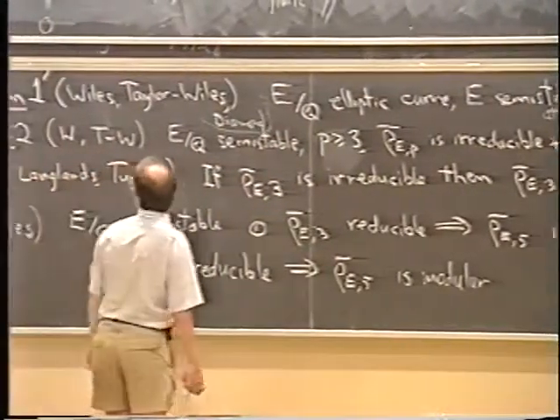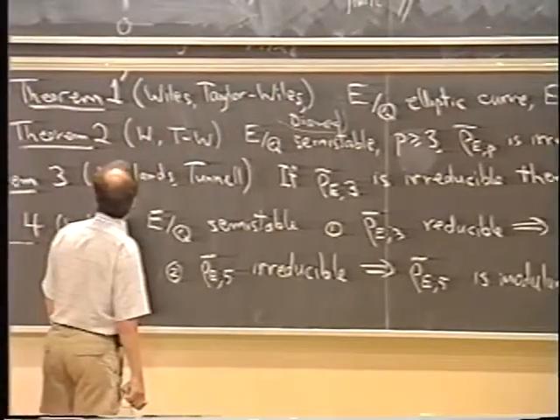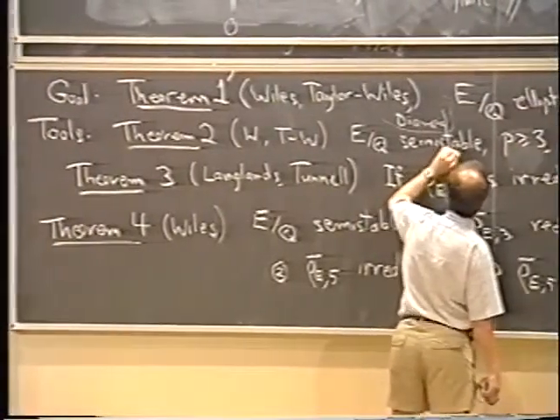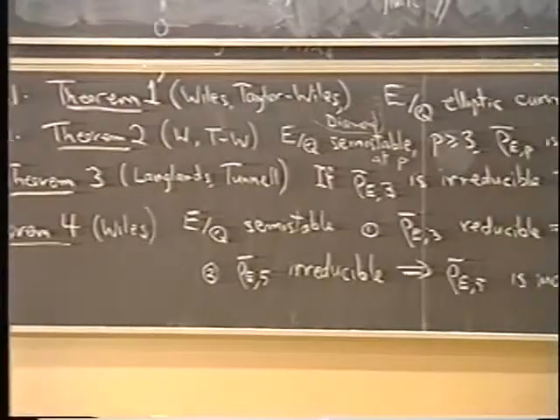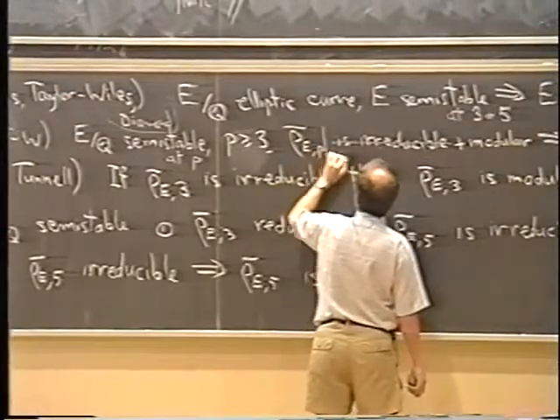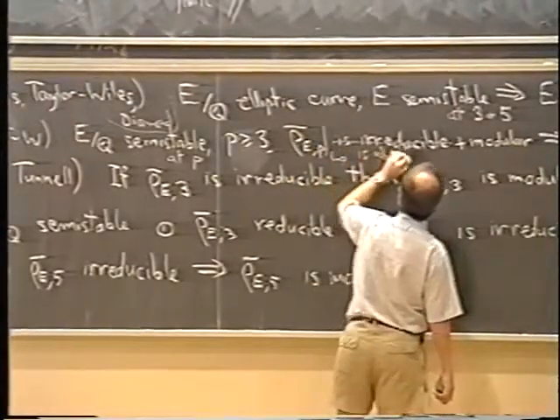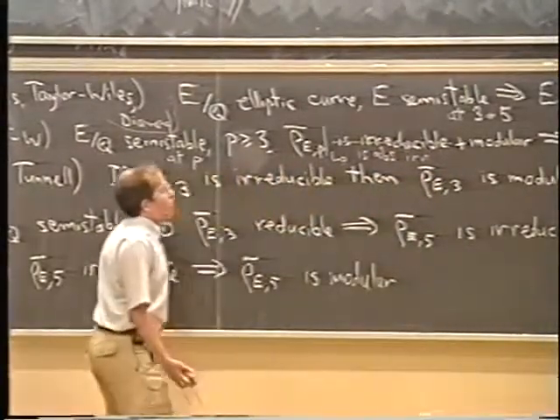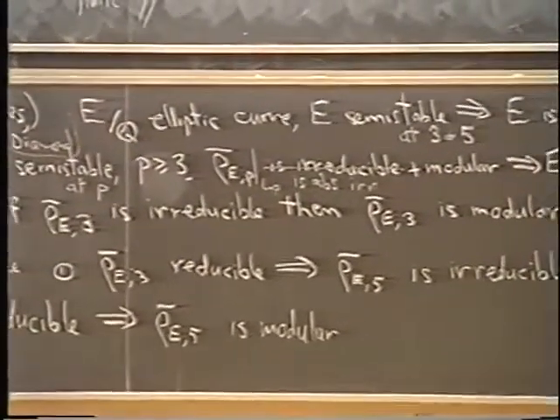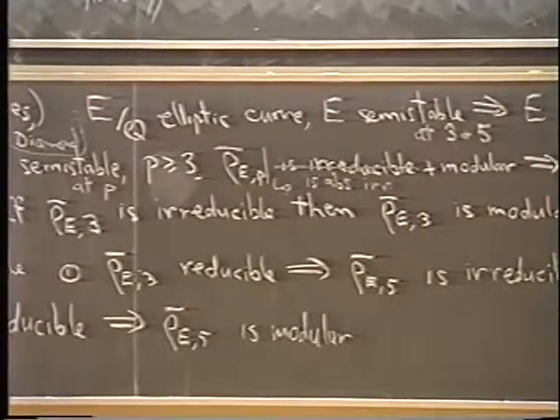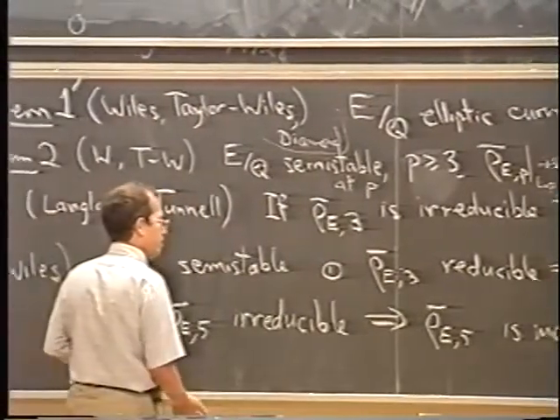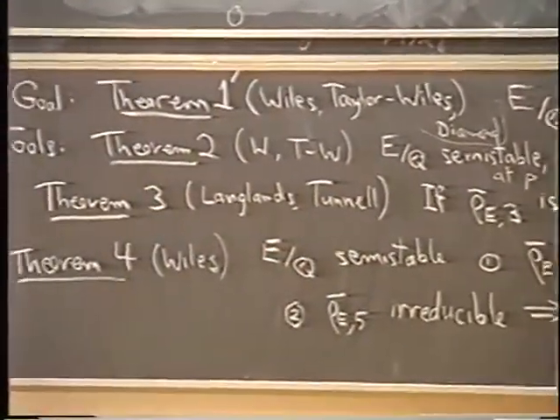And then the tool you need is basically the same theorem, except instead of assuming that it's semi-stable, you just assume it's semi-stable at p. And now you have to be careful and put back in the condition that the restriction to that field L sub p is absolutely irreducible. Okay, and that's the theorem that Diamond proved in the previous lecture. The Langlands-Tunnell theorem doesn't change. And now for Theorem 4, let me write Theorem 4 over from scratch.